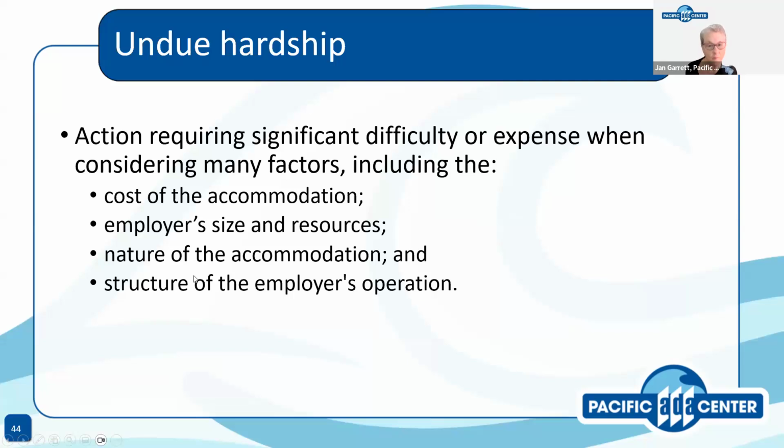So undue hardship that we mentioned earlier. It's an action that requires significant difficulty or expense. That's how it's defined when you consider several factors. Those factors could include the cost of the accommodation, the size of the employer and the resources the employer has, the nature of the accommodation, how difficult and how expansive it is, and the structure of the employer's operation. These are all things you would look at to see if there's an undue hardship.